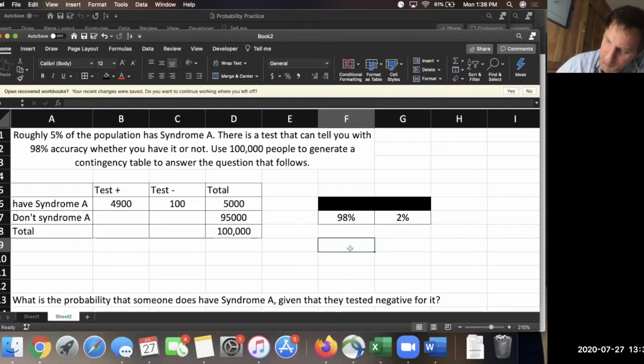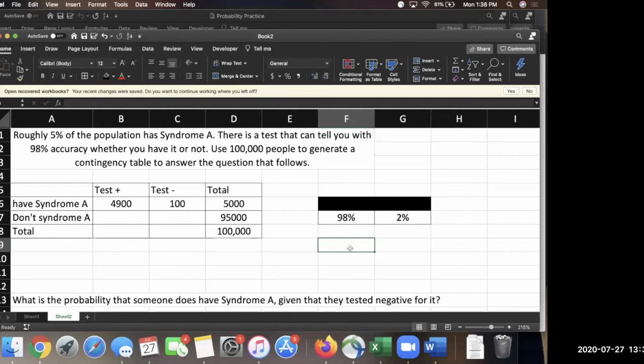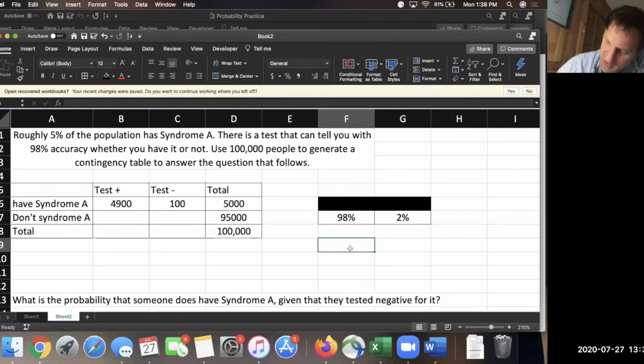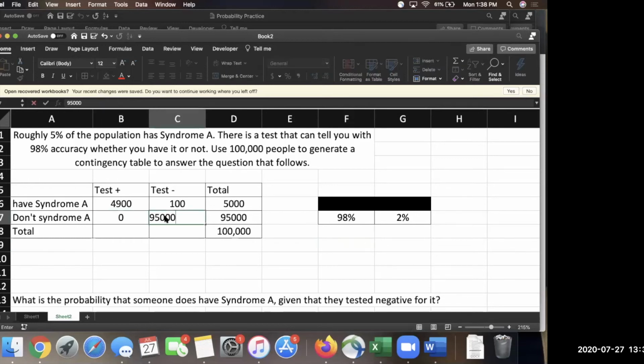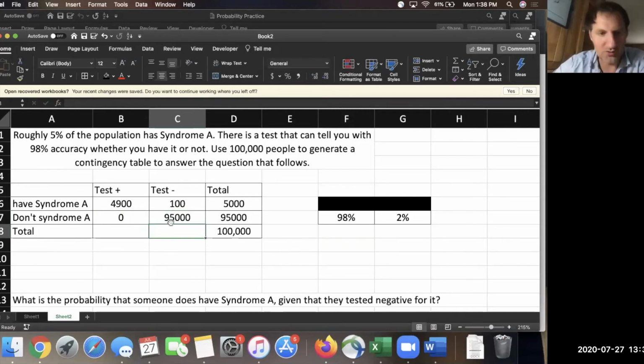Should people who don't have this syndrome test positive? Oh, no. So we would expect the majority of people in that group to test negative, right? So this is what it should look like, but it's not 100% accurate. But that tells you where the majority group goes, right?